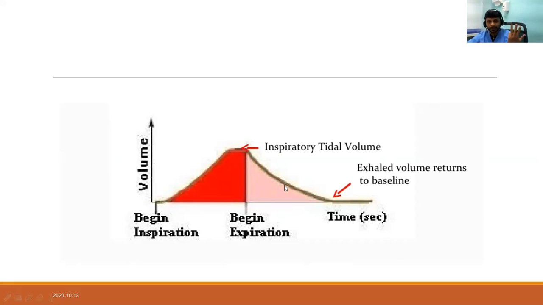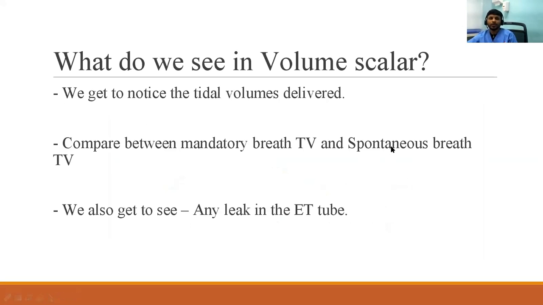Say this expiratory limb is not coming back to the baseline. That means some amount of air is leaking out when it is coming out. That is nothing but the leak at the endotracheal tube. So what do we normally see in this volume scalar? We get to notice what tidal volumes are delivered to the baby's lung.